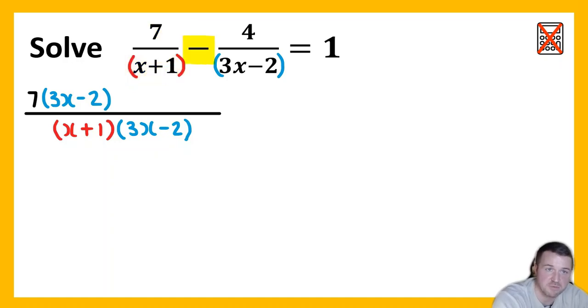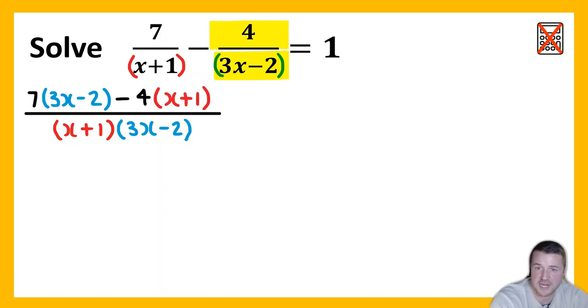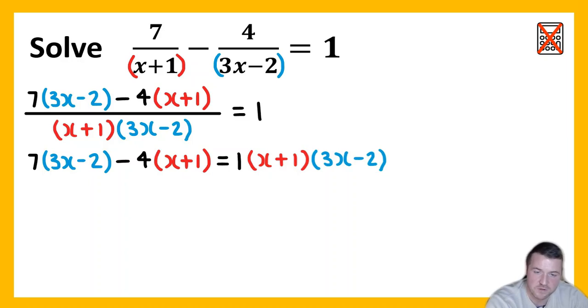This time we have a subtraction separating the fractions, and likewise 3x minus 2 has been multiplied by x plus 1, so I'll also need to multiply the top, giving me 4 lots of x plus 1, and this is equal to the right hand side of the equation, 1. Multiply through by the denominator, giving me 7 lots of 3x minus 2 minus 4 lots of x plus 1, which is now equal to 1 multiplied by the denominator.